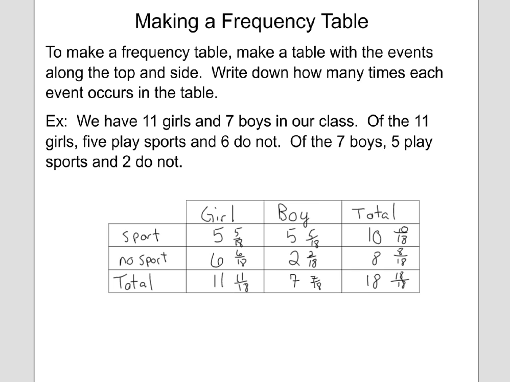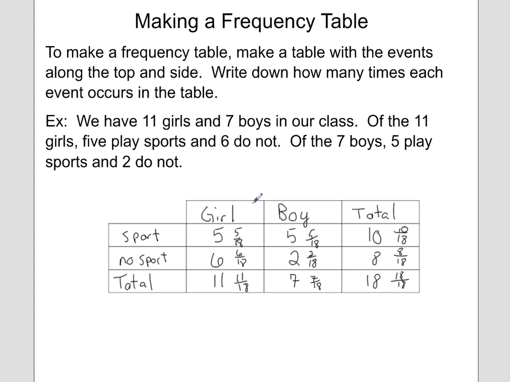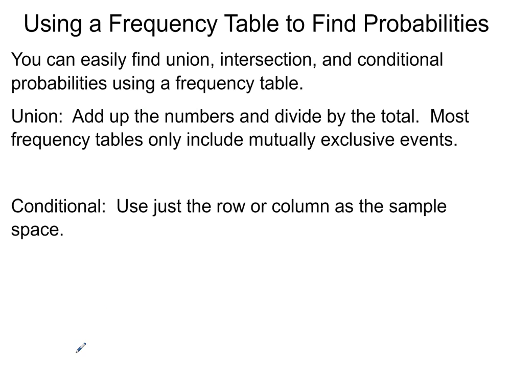All right, so now we're going to go into using the frequency table to find probabilities. You can find all the types of probabilities that we've talked about so far, and some more, using frequency tables. To find the union, now usually with frequency tables, the events are going to be mutually exclusive. For example, being a girl and being a boy, those two events are mutually exclusive. Playing a sport and not playing a sport, you can't be in between. You either play a sport or you don't. So that's mutually exclusive as well. So most of the time, frequency tables have mutually exclusive events.